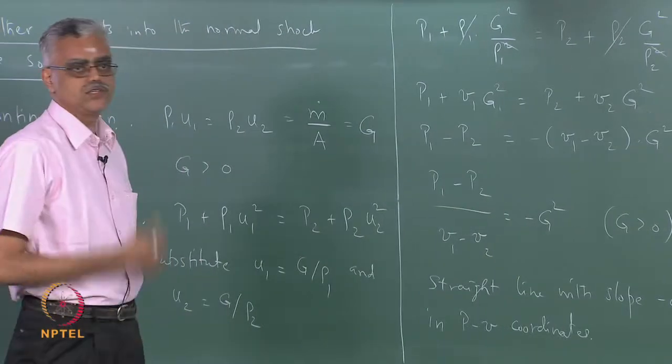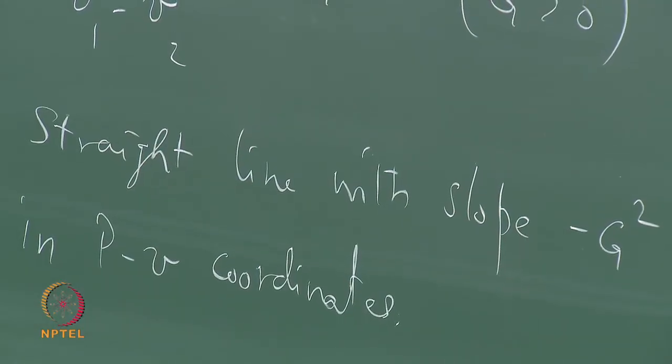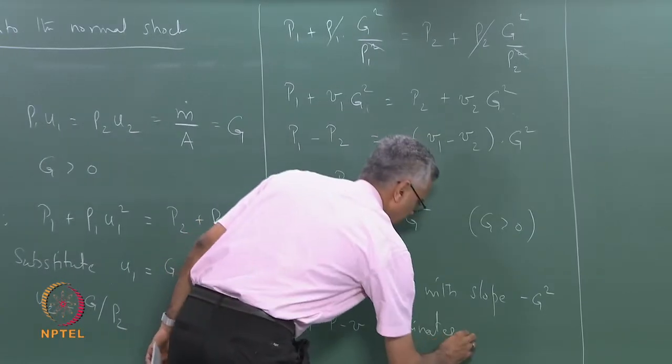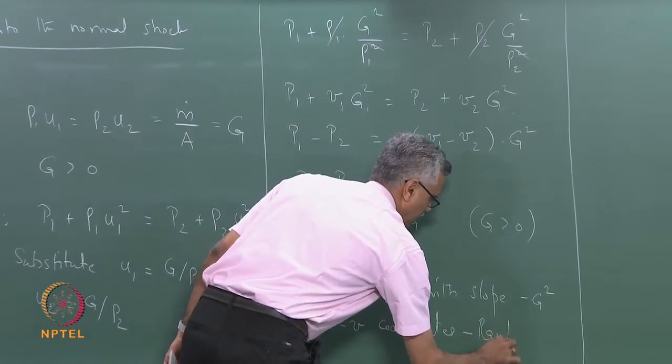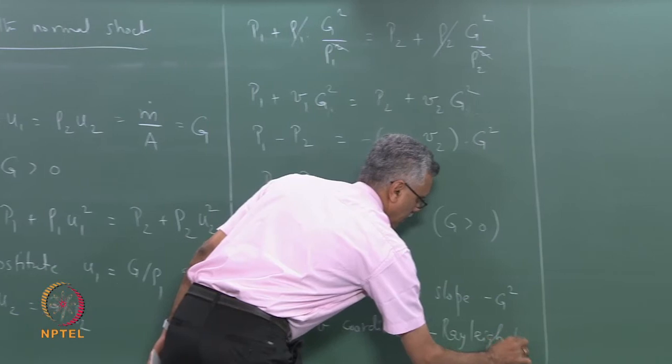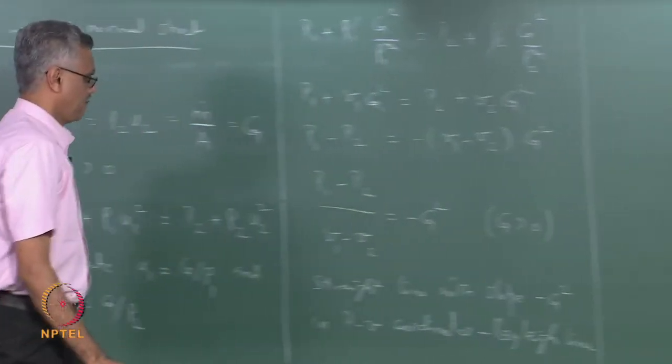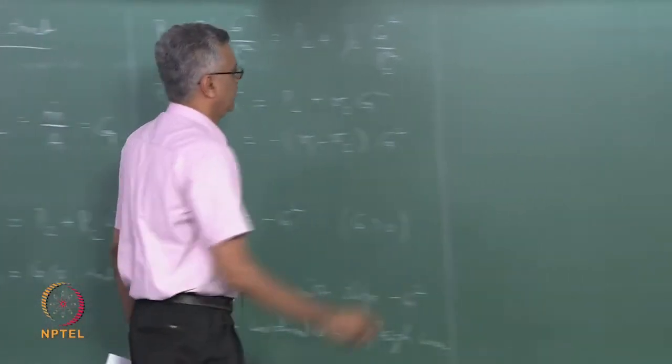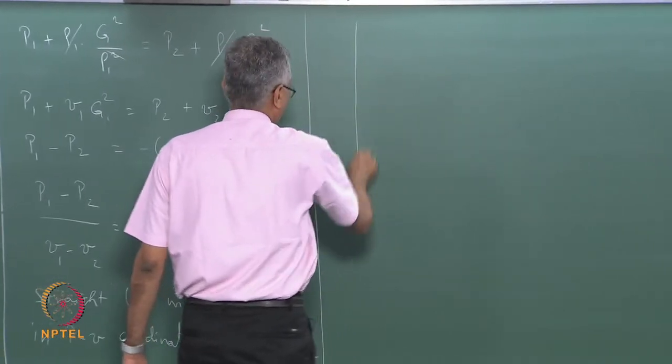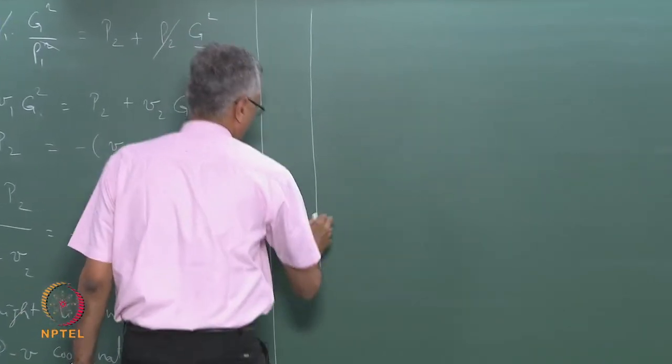And this straight line is called the Rayleigh line. Okay, so this straight line is called the Rayleigh line. Let us see what this looks like. So we basically start in the same way as before.